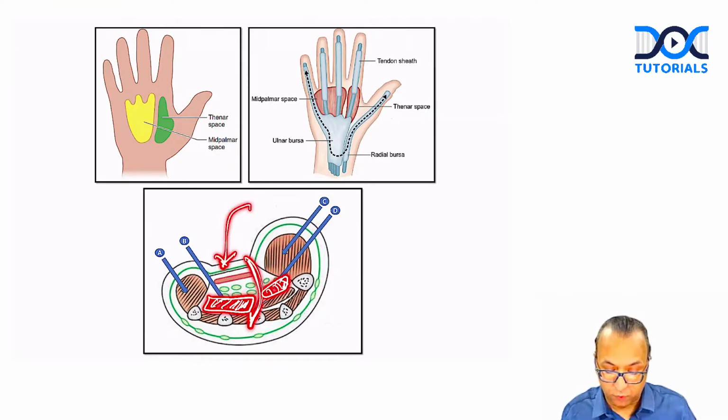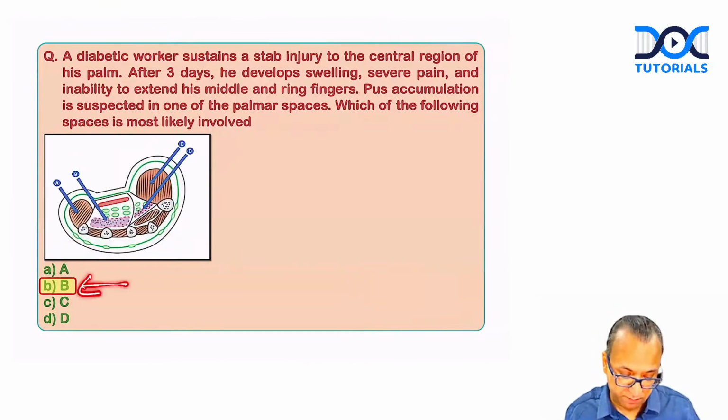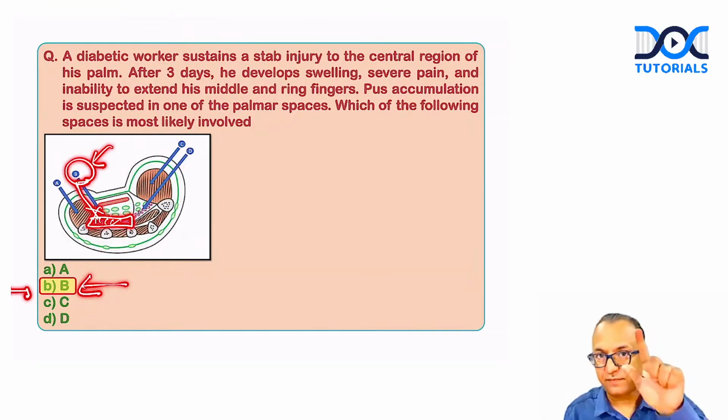Now, the screwdriver was going here in the mid palm. So mid palmar space, that is your question. Mid palmar, choice B. Mid palmar is not related with these fingers. These fingers are thenar space or radial bursa. These fingers are mid palmar or ulnar bursa.